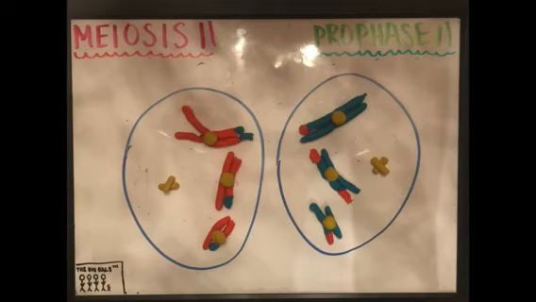In prophase 2, the chromosomes condense, the centrosomes begin to move apart, and the spindle begins to form. The spindle microtubules start capturing chromosomes and moving them towards the metaphase plate.